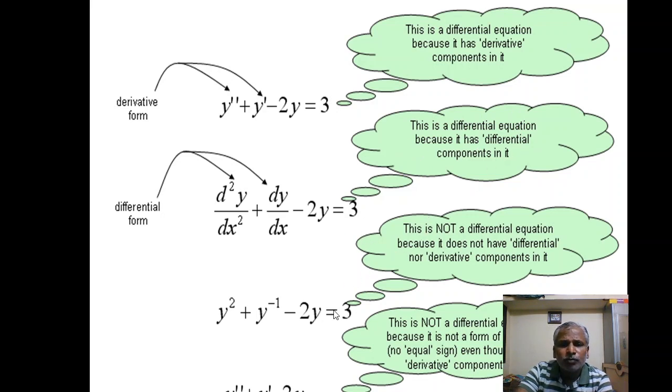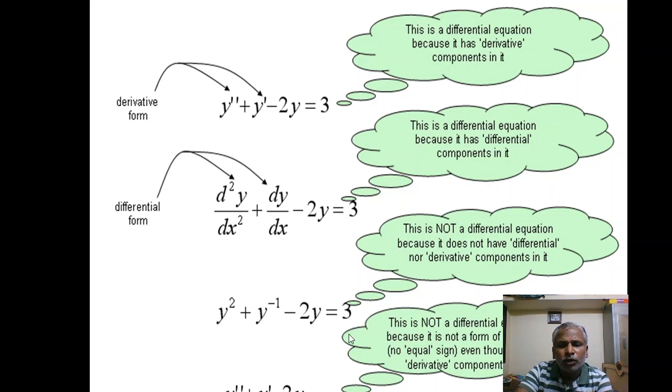Now the third one. Here there is the dependent variable y, y inverse and y square. There is no derivative term here. Therefore this is not a differential equation. It doesn't have a differential or derivative component in it.